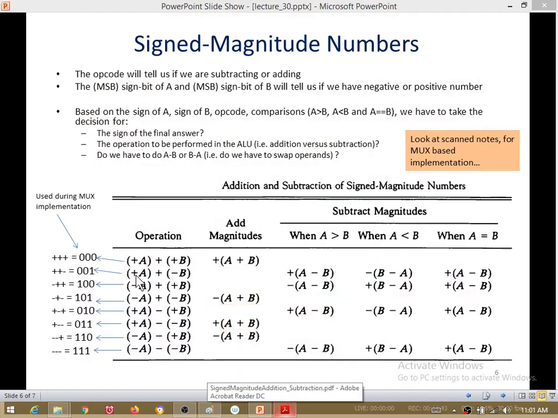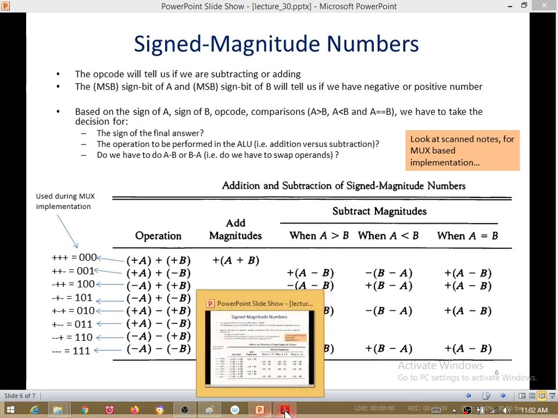Now let's look at the second row, 0 0 1. So if 0 0 1 is true, and I am currently referring to A greater than B, then what am I supposed to do? I am supposed to subtract the two numbers. Am I supposed to swap my two numbers? No. What is the final answer sign? It is positive. So remember that I have to do A minus B. I am not swapping, and my final answer is a plus.